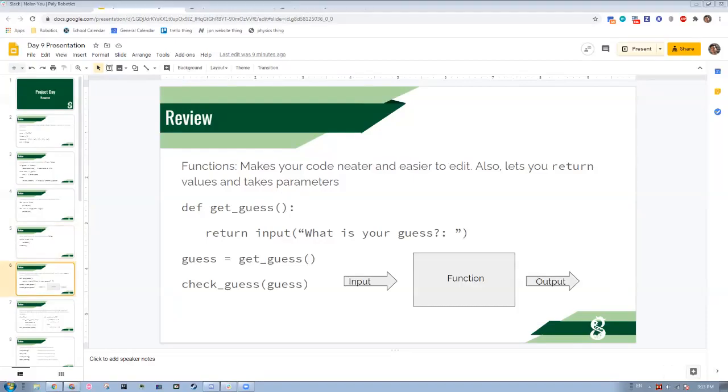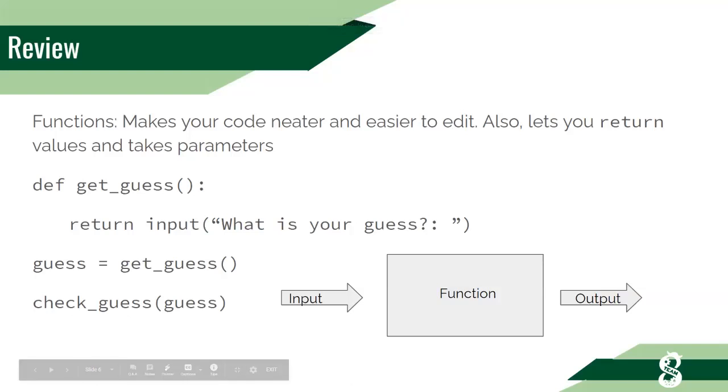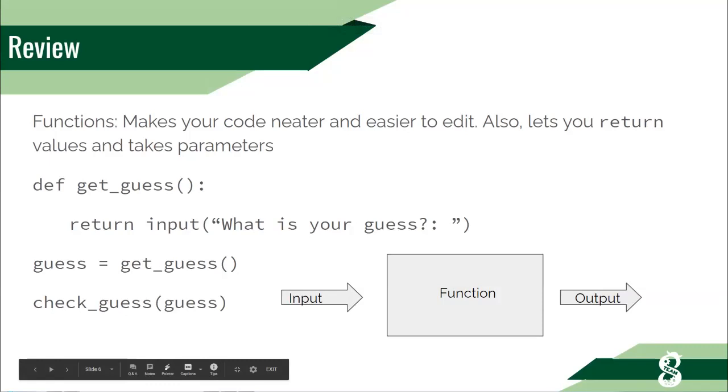Okay, so functions. Functions are ways to make code neater and easier to edit. They can take parameters and return values. So as shown inside this diagram, you can have an input and the function will do something to it and give you an output. And of course, input's completely optional depending on what you want to do in the function, and the output sometimes you don't need either.